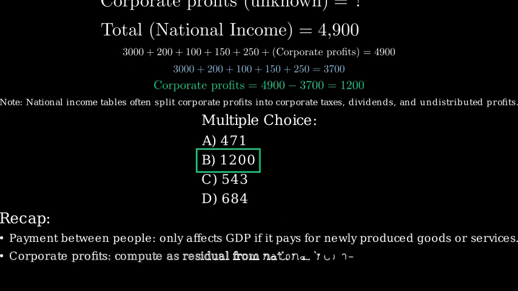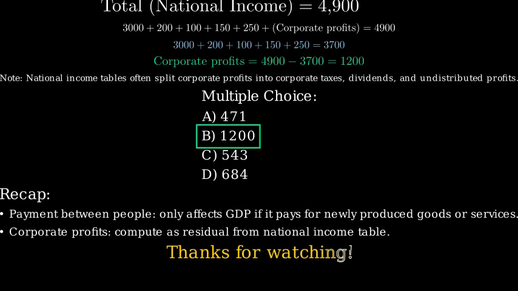Recap: when money moves from one person to another, whether GDP changes depends on whether a new good or service was produced. For calculating corporate profits from national income data, treat corporate profits as the residual. Subtract known income components from the total. If you have a real national income table, follow the same steps as in the example.